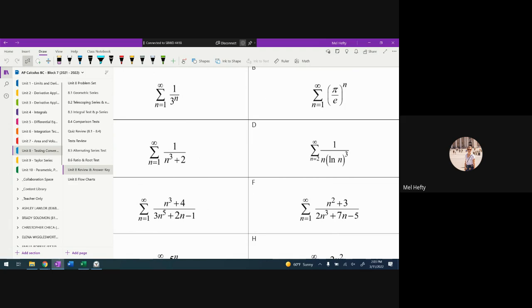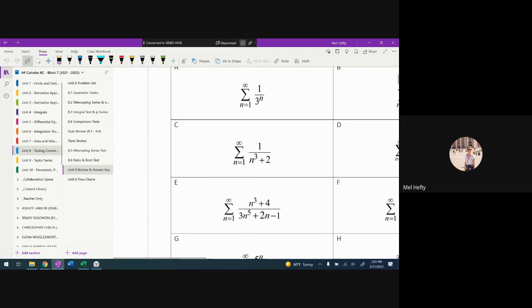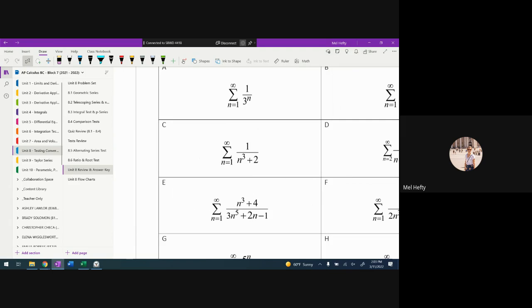Other things about this upcoming assessment, there will no longer be the requirement where you have to use all of the tests. So for example, I really don't like direct comparison personally, so I just wouldn't use it on this test unless the kind of inequality were super obvious. So maybe like letter C here, I might use direct comparison because it's super obvious there.